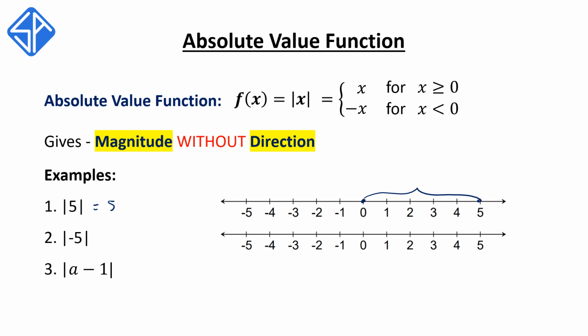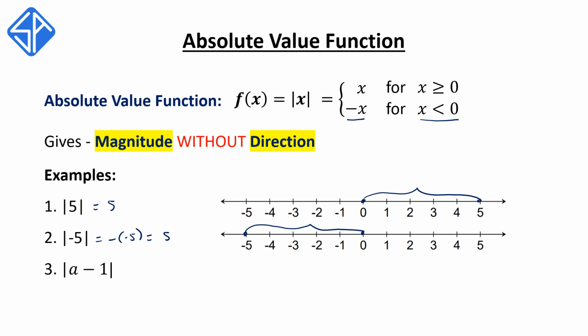The second example, we've got the absolute of negative 5. Since negative 5 is negative, it's going to be equal to the negative of negative 5, which is also a positive 5. That's the distance between negative 5 and 0. Note I use the word distance, meaning that it's got no direction.